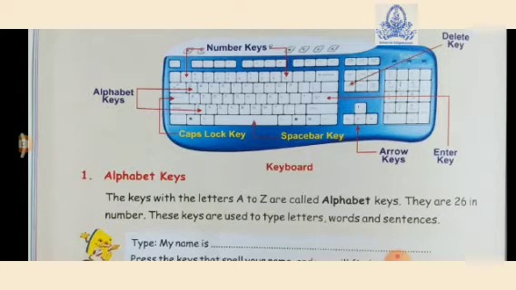What are alphabet keys? The keys with the letters A to Z are called alphabet keys. These are 26 in number. These keys are used to type letters, words and sentences. Suppose you want to write a paragraph, a sentence or one word. We know that we have 26 alphabets, so you can write in small letters or capital letters, that is called block letters. If you are using the caps lock button, then automatically all the letters will be block capital letters.